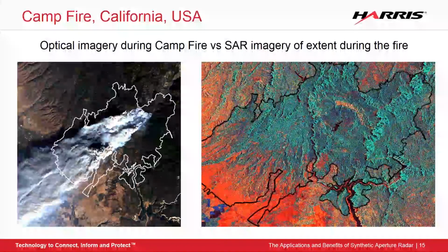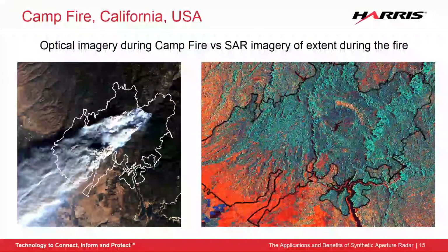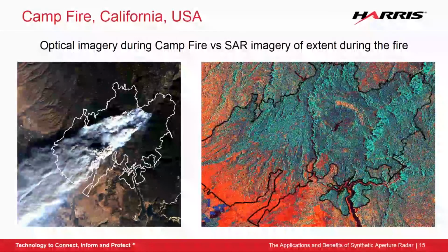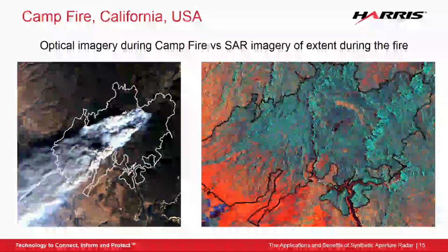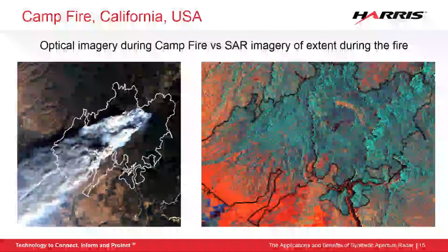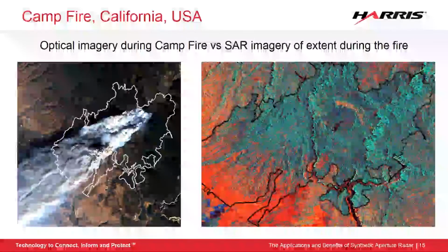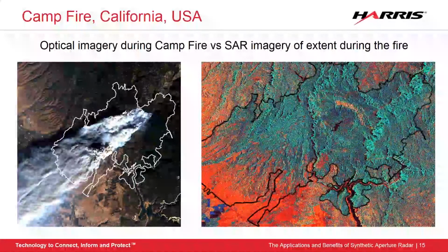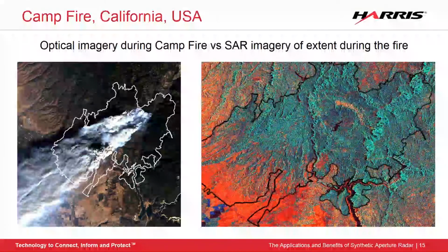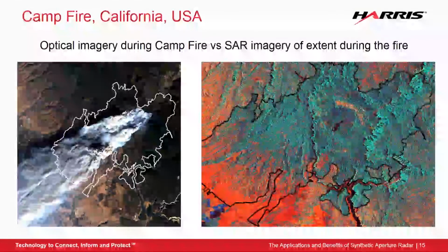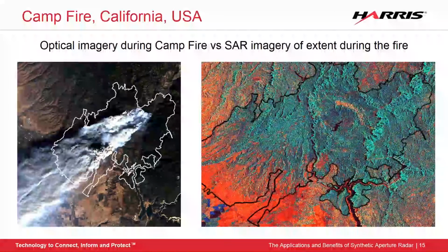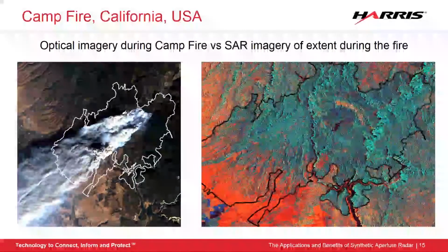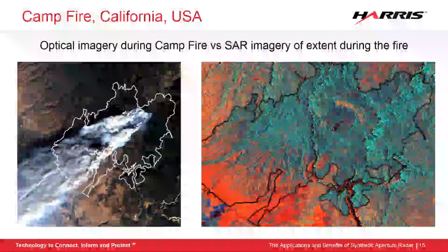Here we have one other example of where SAR has a distinct advantage over optical data. In November of this year, you may have heard about the Camp Fire, which occurred in the state of California in the US. It was a very, very large wildfire, damaged a lot of property and displaced a lot of people. An optical imagery of the burn area seen here on the left is obscured by smoke, making it extremely difficult to map the progress of the fire or provide feedback to firefighters or people who need to get in or out of the area.